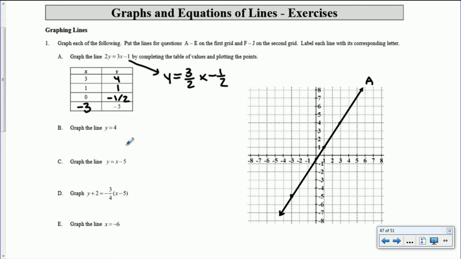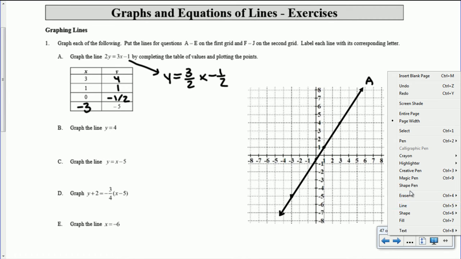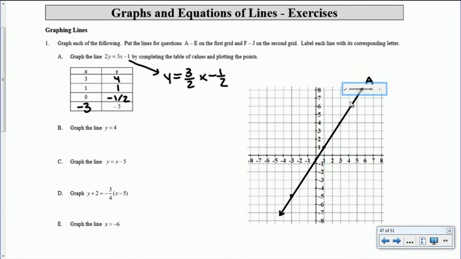On to B, the graph of y equals 4. So y equals 4 for all values of x. So just jump straight to the line, y equals 4. Pretty straightforward, that one, hopefully. So that's B.